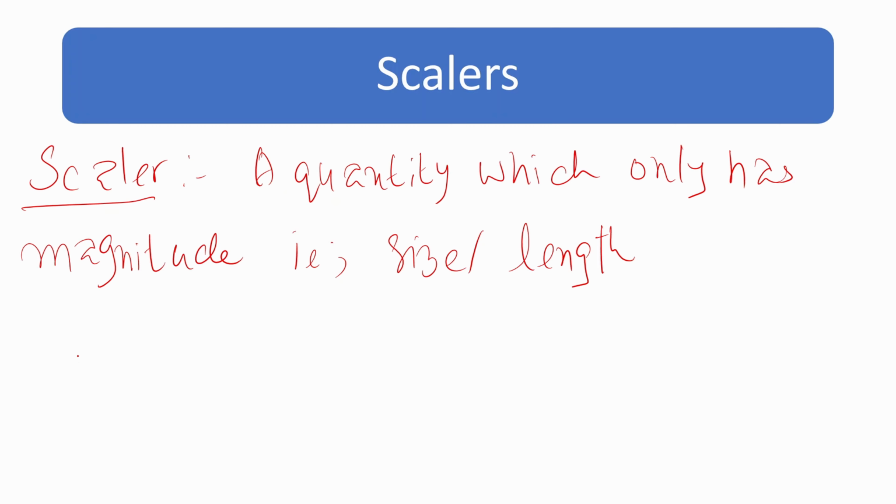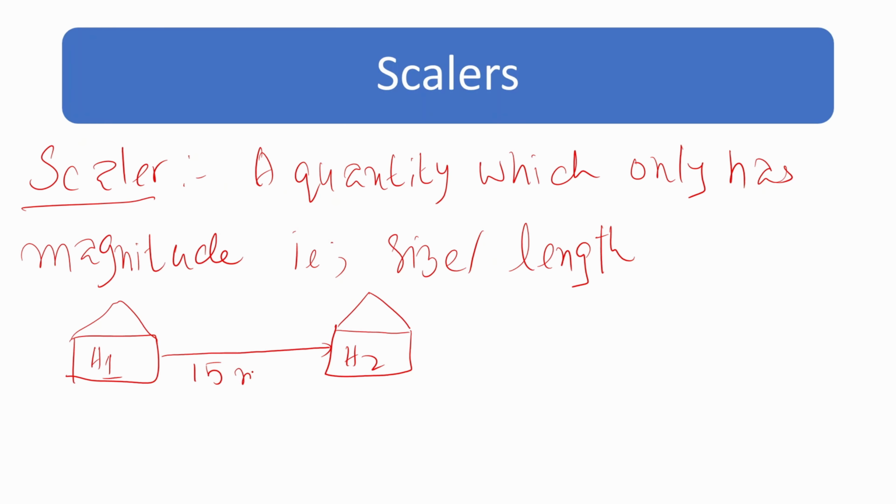Say we have two houses, house 1 and house 2. And say I travel a distance of some meters, say 15 meters from house 1 to house 2. Now this 15 meters is the magnitude. This is the distance that we traveled or covered from house 1 to house 2. And it does not tell us anything about the direction. It only tells us about the distance or the magnitude that we traveled. So this distance is a scalar quantity.